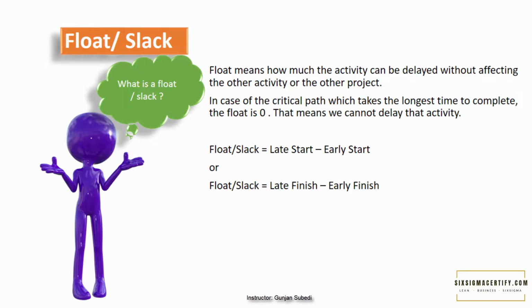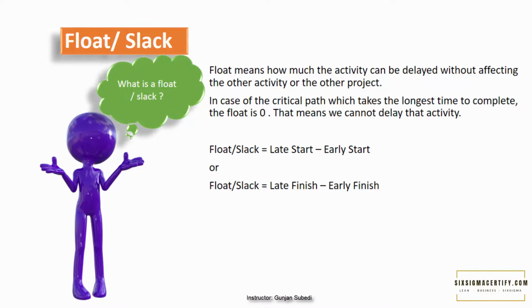So in case of the critical path which takes the longest time to complete, the float is 0. That means we cannot delay that activity. So keep this in mind for the exam. Float for critical path equals 0. Float or slack equals late start minus early start, or late finish minus early finish.